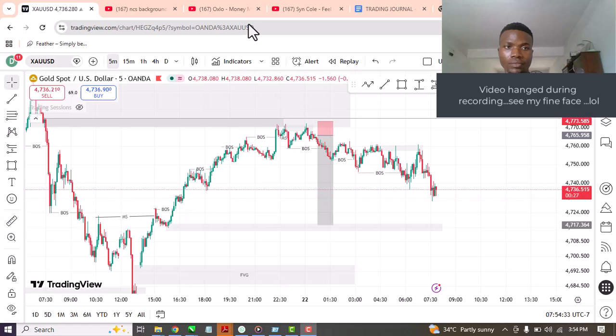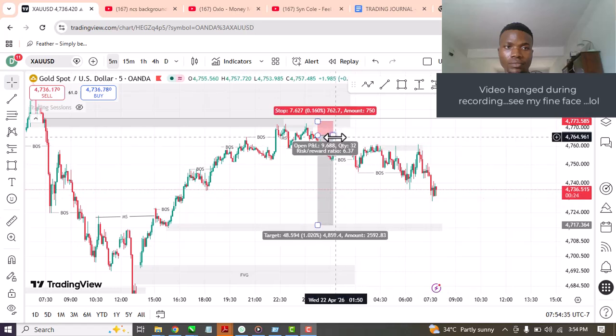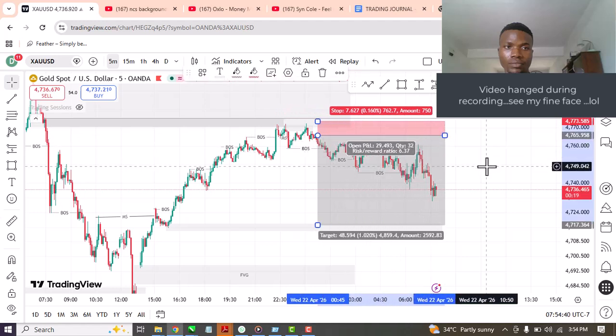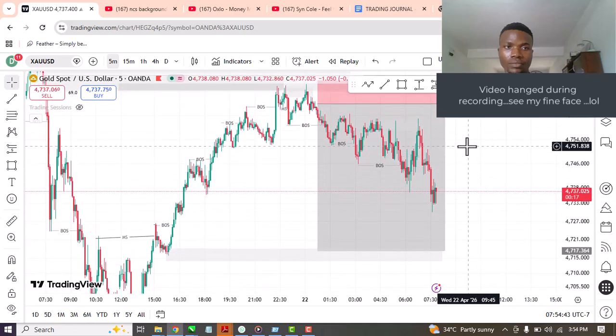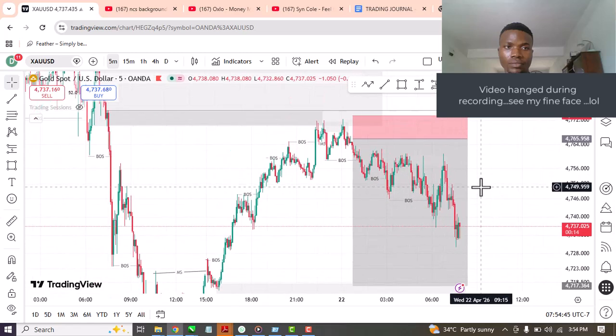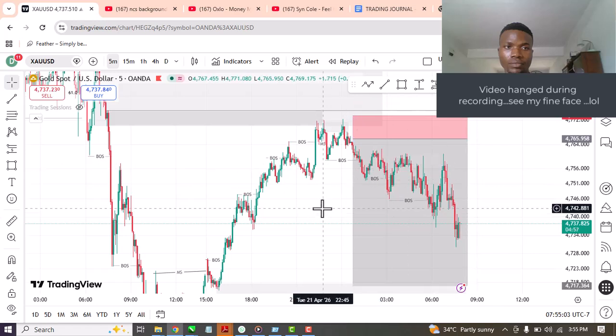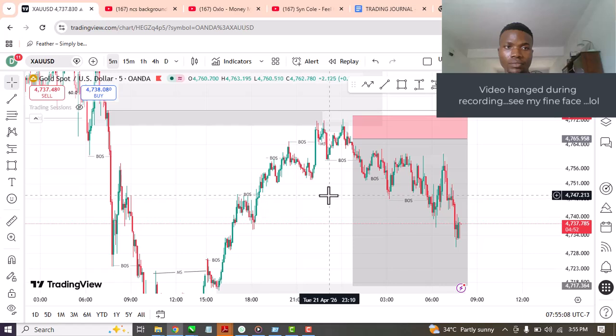All right, traders, welcome back. As you can see, I'm currently running on profit. Really, I'm not surprised that this trade is playing out, because I remember that I have used this same strategy once before, and it actually played out. And you can see that the price is moving just the way I predicted.